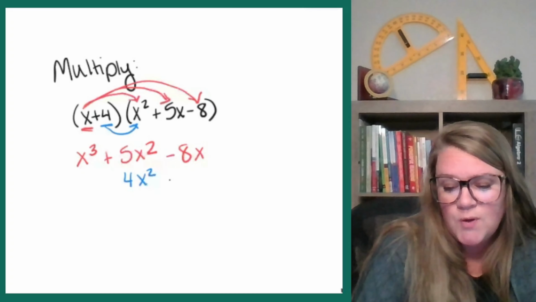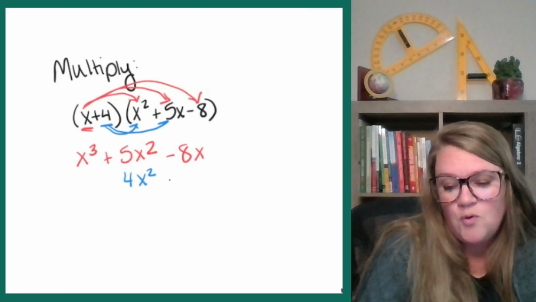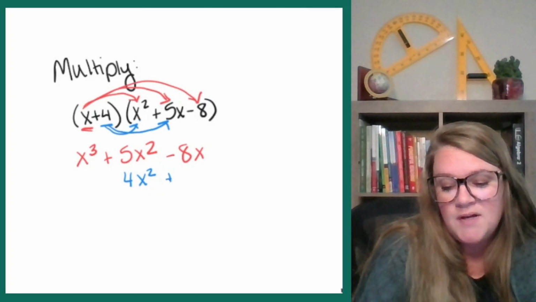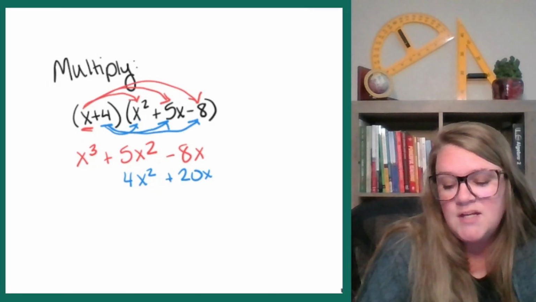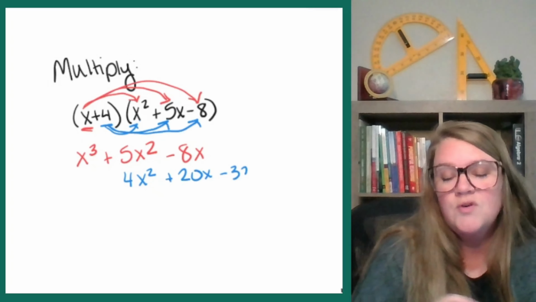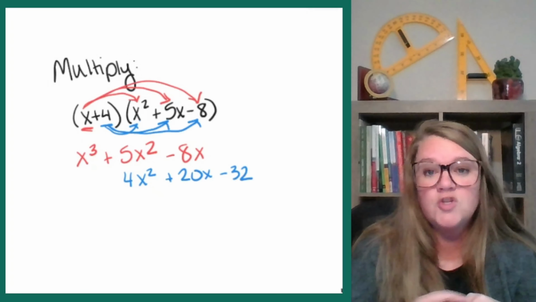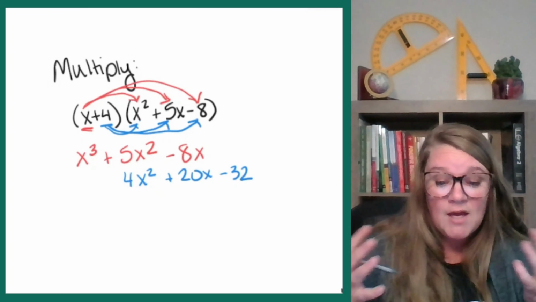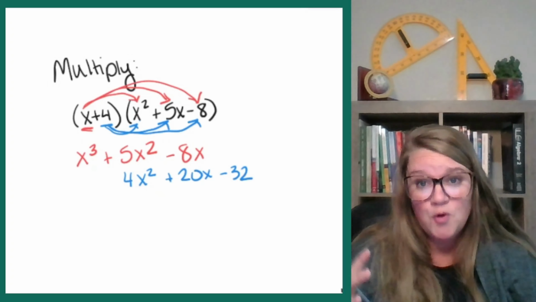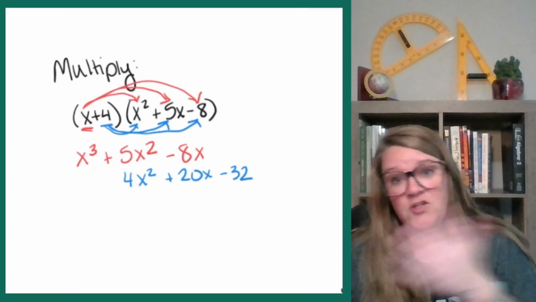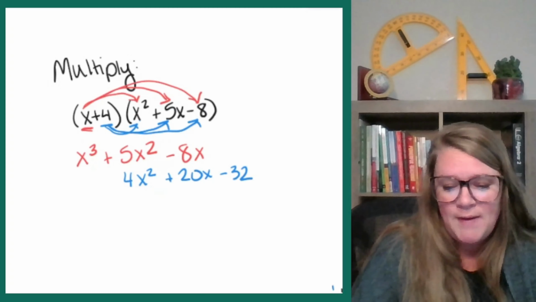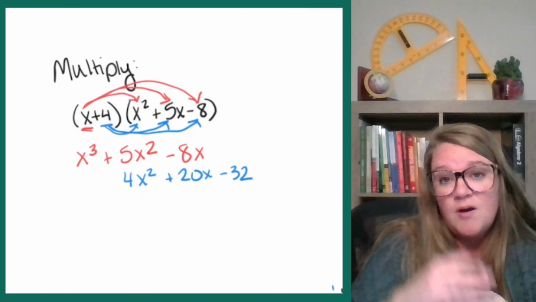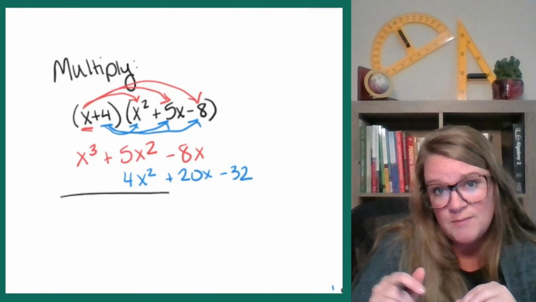So 4 times x squared was 4x squared. Next one is 4 times 5x, which gives me a positive 20x. And the last one is 4 times negative 8, which is a negative 32. And that will go at the end because there are no terms that are like that one. Now there's nothing else to distribute because I took both of those terms in the front times each term in the second parentheses. So now I'm just combining my like terms, which I've made easy on myself because I can just combine my columns because I organized them like that.